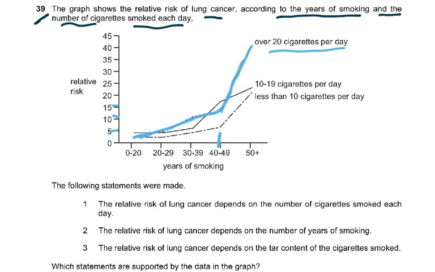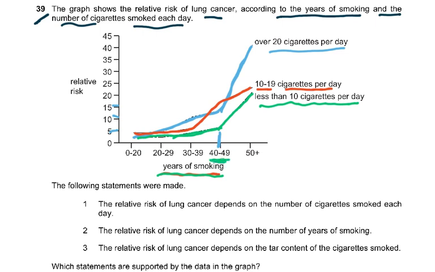Explain the graph to yourself. What is the graph telling you? The people who were smoking 10 to 19 cigarettes per day, the risk was increasing. It increased more after 30 years of smoking, and then it increased even more. This is the years of smoking here. Then the people having less than 10 cigarettes per day, their risk increased gradually, but then it increased very sharply after 40 years of smoking.